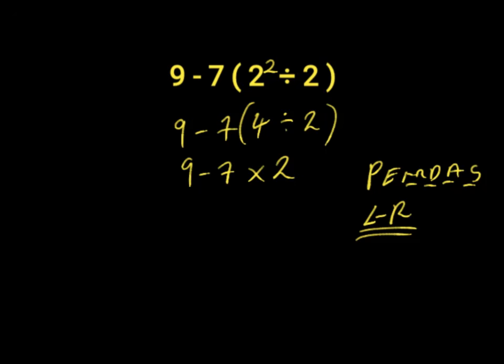Now, we are going to solve our multiplication first because multiplication comes before subtraction. 7 times 2 will give us 14. Then we have 9 minus 14. 9 minus 14 will give us negative 5. Negative 5 is the right answer to this question.